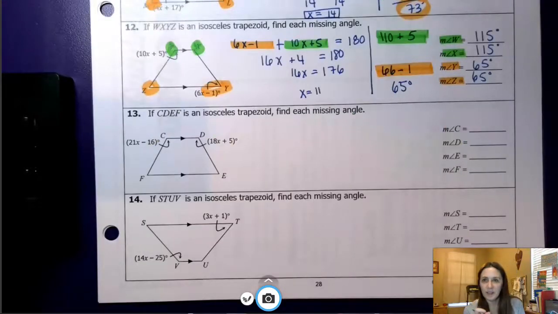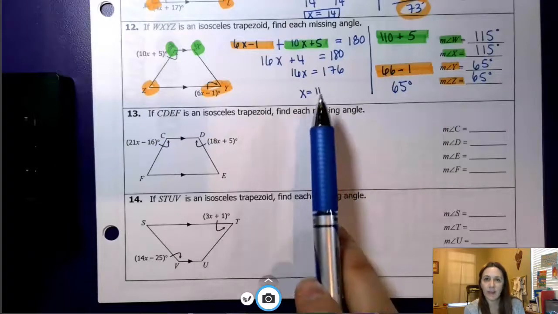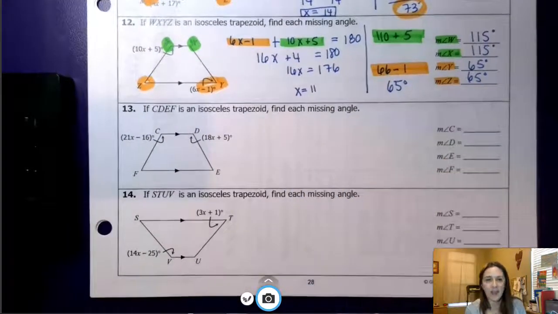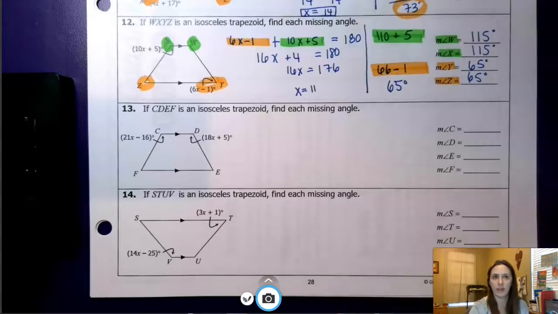Hi. Okay, so here are our answers. I solved, I got 11, plugged it in, and got 115 and 65. Now I'm not going to work out completely 13 and 14, but I am going to pause and then I'll show you what the answers are. So if you want to work those out, you can.